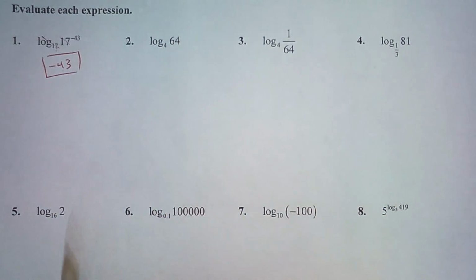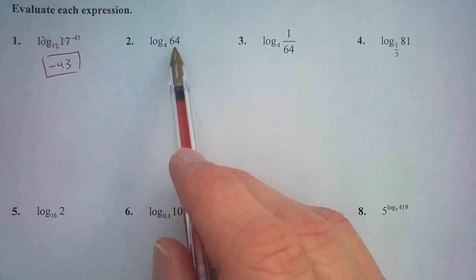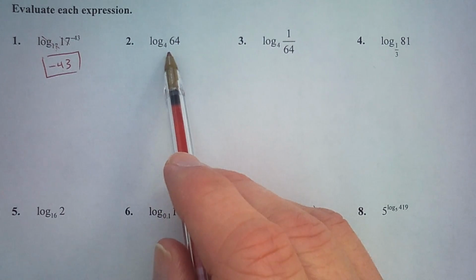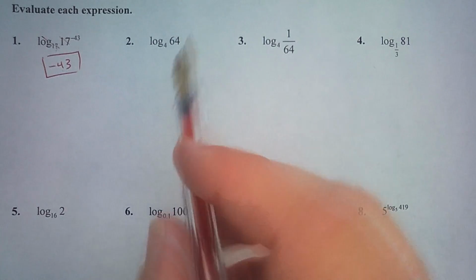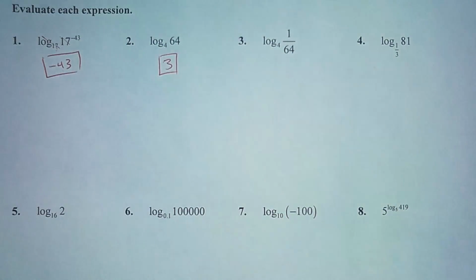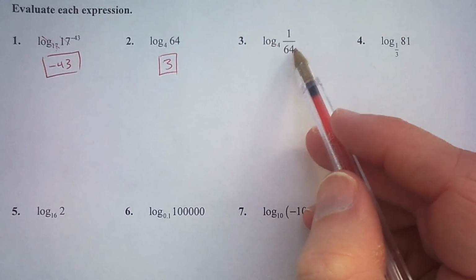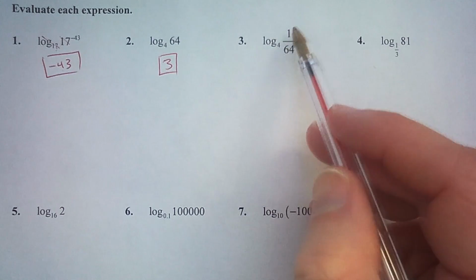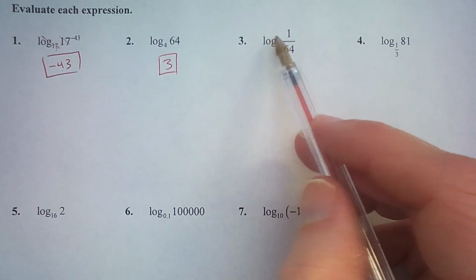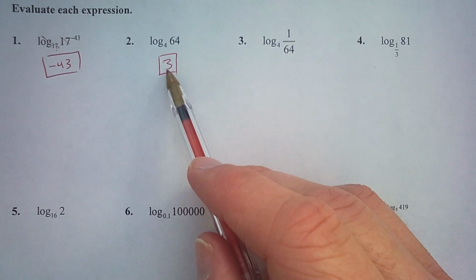Log base 4 of 64. So the question is, what power raises 4 to make 64? So 4 times 4 is 16, times another 4 is 64, so it's 4 to the third power. That makes 64. How about 4 to what power makes 1 over 64? So let's pretend for a moment that there's not a fraction here, and it's just what power raises 4 to make 64. We already know that's the third power.